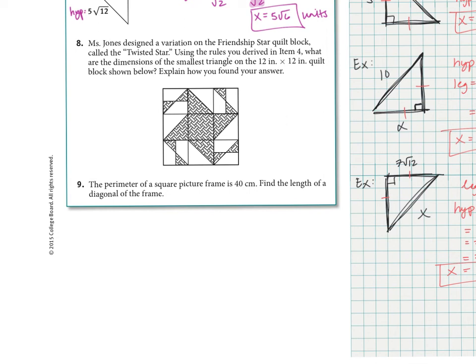It says, Ms. Jones designed a variation of the Friendship Star quilt block called the Twisted Star. Using the rules you derived in number 4, what are the dimensions of the smallest triangle on a 12-inch by 12-inch quilt block shown below? So something you might want to do is label 12 inches by 12 inches. Perfect. So we're looking for the dimensions of the smallest triangle in this quilt below, and we have to explain how we found our answer. So pause the video here. I want you to try it out on your own, and then we're going to come back together and talk about this.